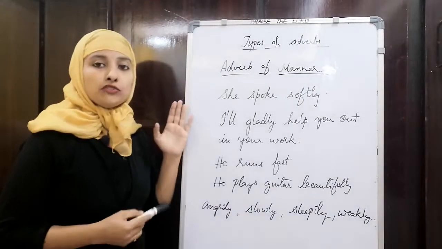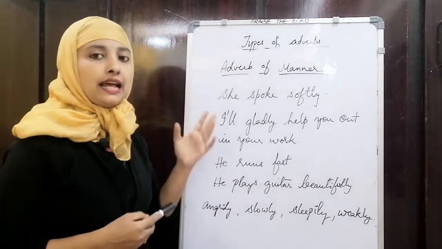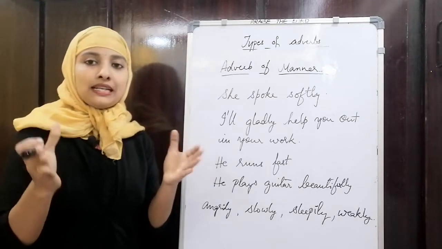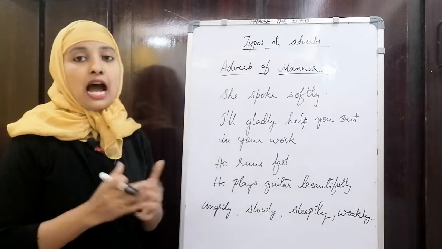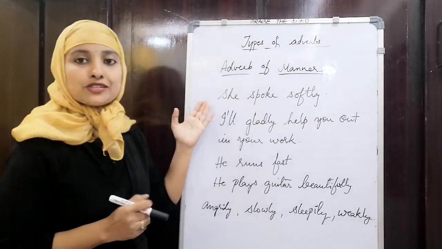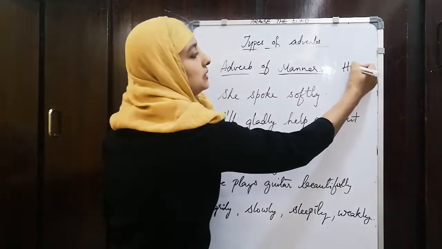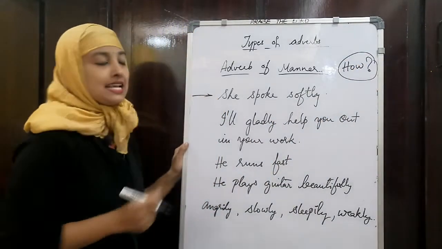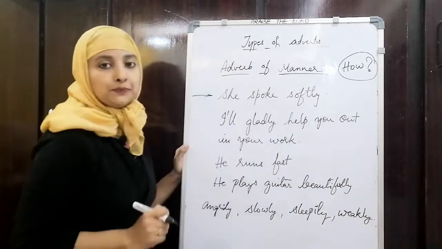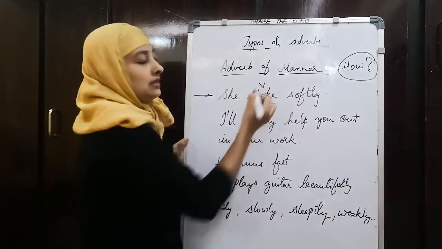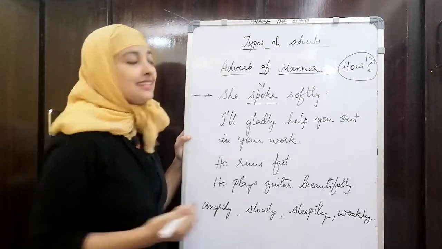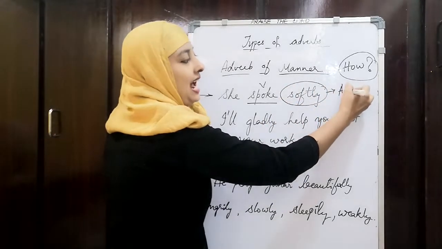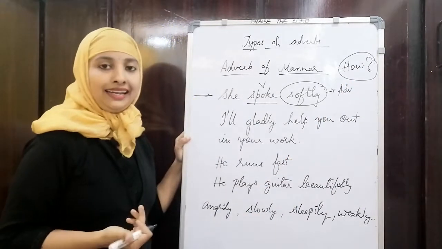Next is adverb of manner. So in adverb of manner, like we have seen with the help of an example when you study, it will be trying to tell about quality, we can say how. Okay, so we will be asking the question how in adverb of manner. Like if you see this sentence, she spoke softly. This is the verb. How? How did she speak? Softly. This is the manner. Okay. This is adverb of manner. How did she speak? Softly.